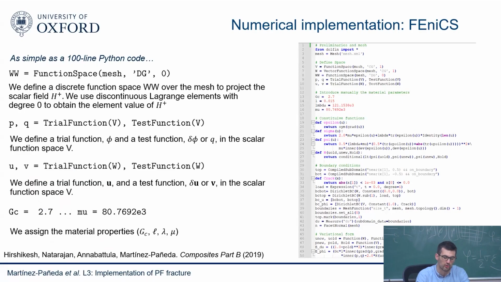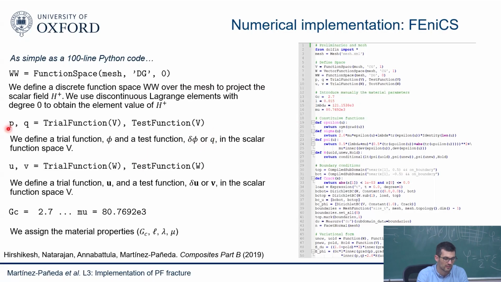You also project the history field, so you also need to define a function space. Then you define two trial functions. Again, Phoenix is very mathematical-like, so you think of a weak form. It's a bit more complicated than COMSOL in that sense. You use the weak form, so you use a test function.